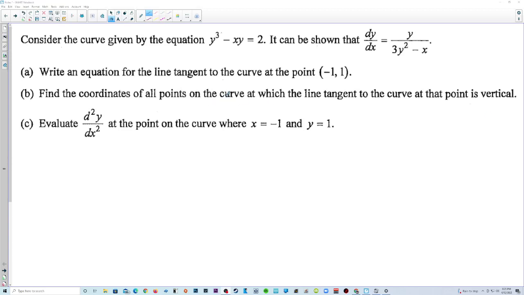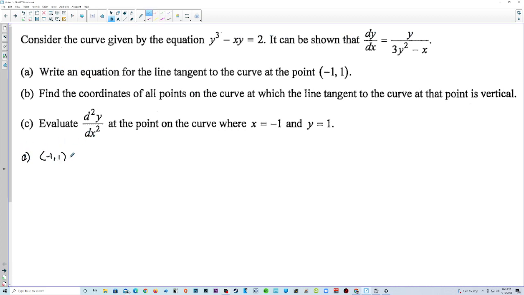All right, the topic today is implicit differentiation. So consider the curve given by the equation y to the third minus xy equals 2. It can be shown that dy/dx is equal to this. A, write an equation for the line tangent to the curve at the point (-1, 1).